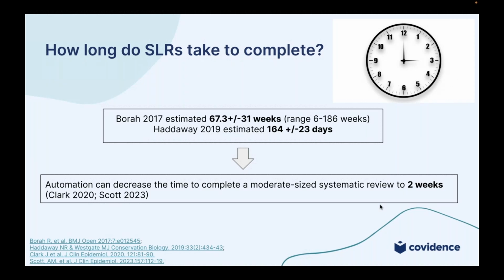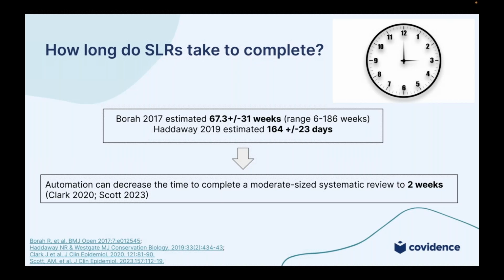So I also just took a brief look at how long it takes to conduct and write systematic reviews. There's a publication by Bora in 2017 that estimated the time to complete and publish a review could be up to 67 weeks. That was with a mean of 5 authors. And they found that funded reviews tended to take longer to publish and involved more authors. And Hadaway in 2019 looked at reviews in environmental sciences and estimated that it took around 164 days, which is about 33 weeks.